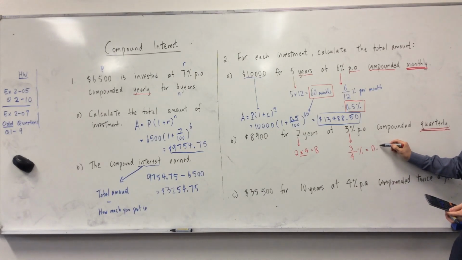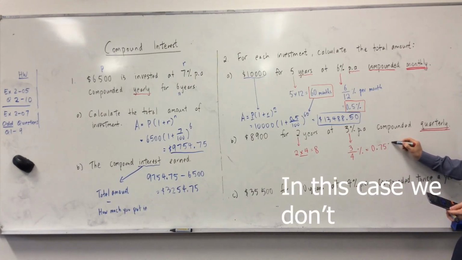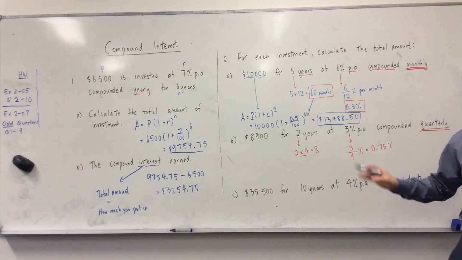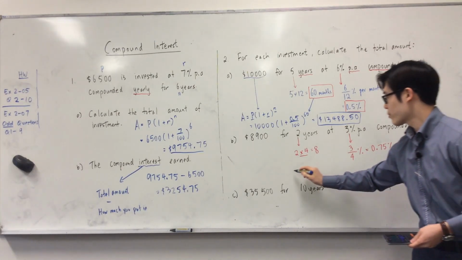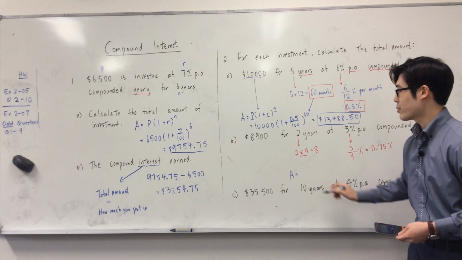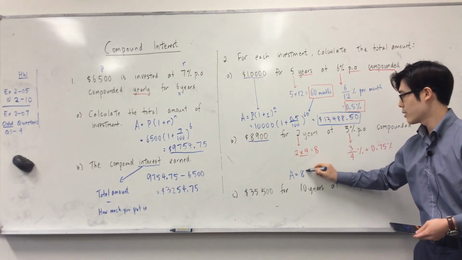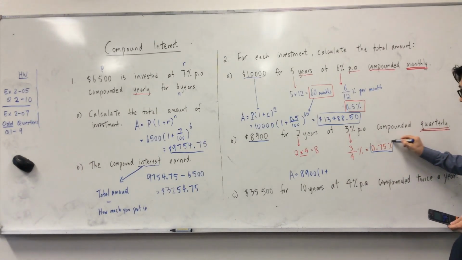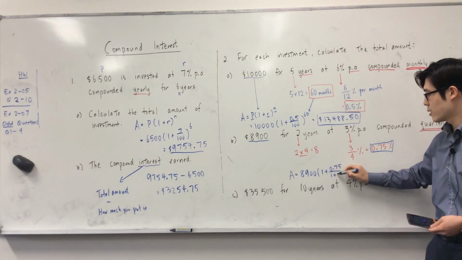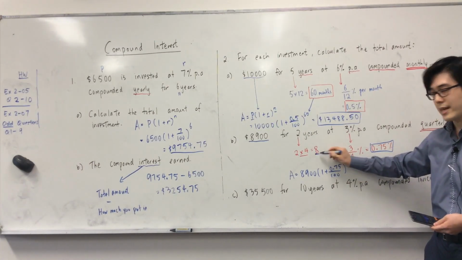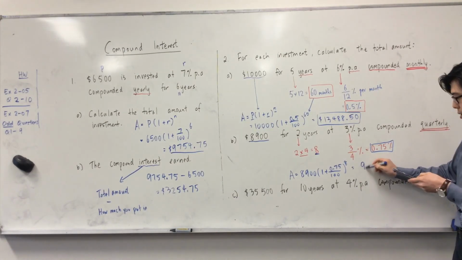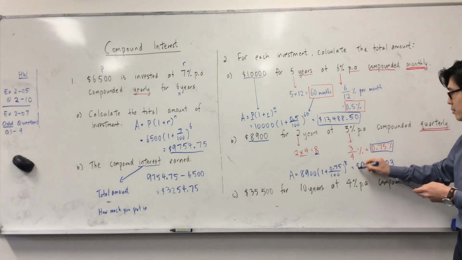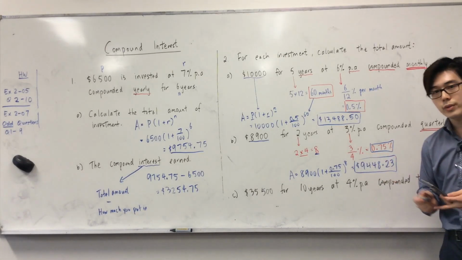If you get a really long decimal when you type in the fraction in the calculator, it's best to use the actual fraction itself in your calculation. So we've got A equals, my principal is 8,900, bracket 1 plus, my percentage is now 0.75 over 100, to the power of 8. $9,448.23. So just make sure you read the question carefully.